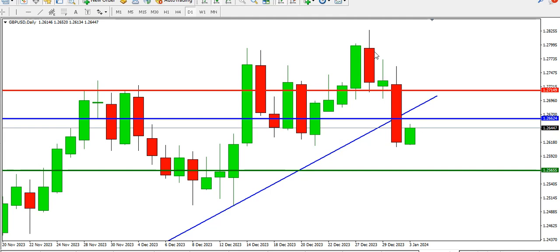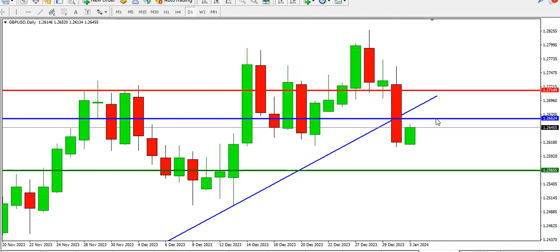So price might range a bit before we find direction, but the likely direction might be upwards in the long run. But we might see a retracement before price picks some level of demand and starts to go up. That's the daily time frame.